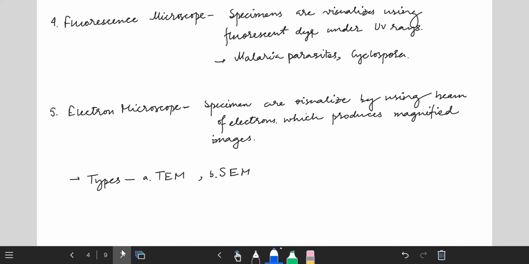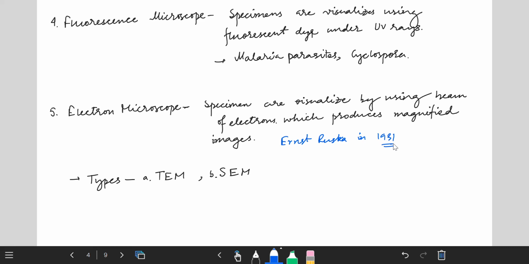Electron microscope was invented by Ernst Ruska in 1931. In this microscope, the specimen is visualized by using a beam of electrons, which produces magnified images. Diffraction of light is used in this type of microscope.